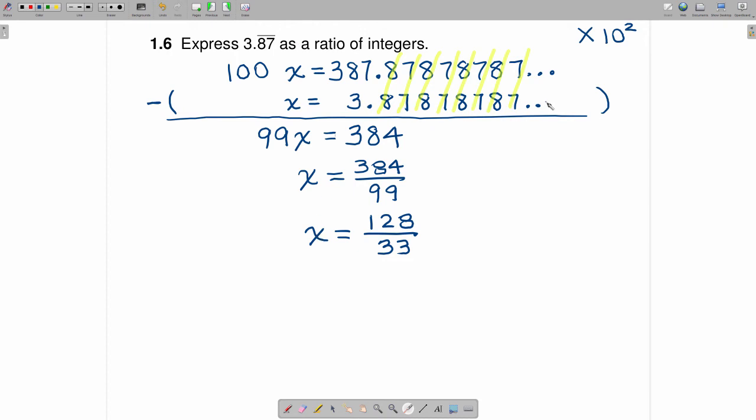And that is the trick up here that leads you to taking a repeating decimal and writing it as a ratio of integers.